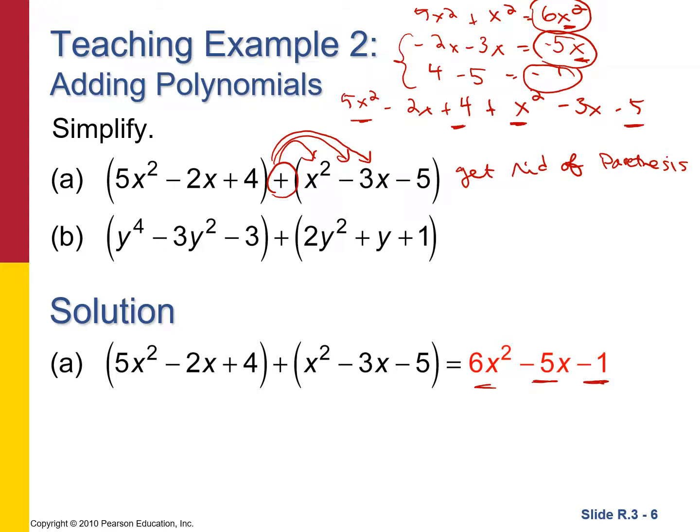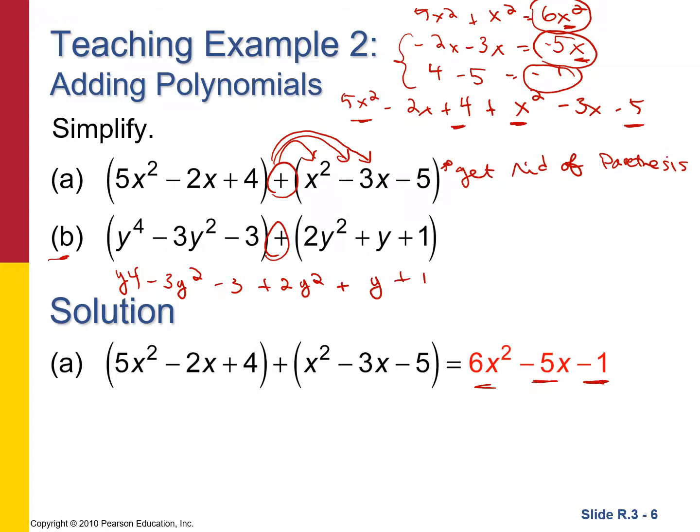So again, for part A, they used x. For part B, they're using y. So again, we're going to get rid of the parentheses. And this is a plus sign, so you just need to distribute the plus all the way across. This gets a little complicated when we are doing the minuses. You have to distribute that minus all the way across. So let's rewrite all of this out. This is y to the fourth minus 3y squared minus 3 plus 2y squared plus y plus 1.